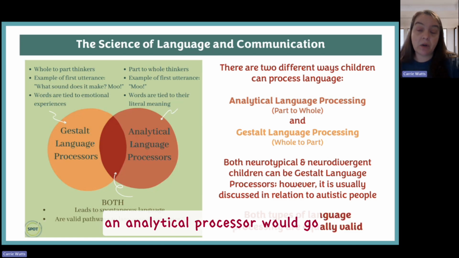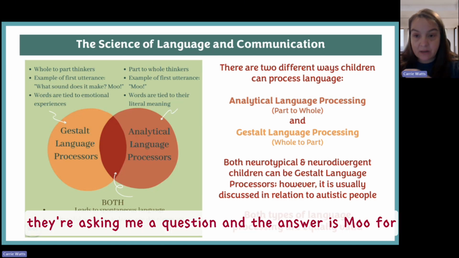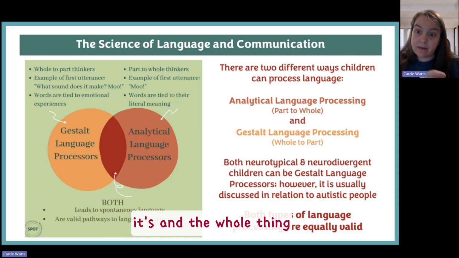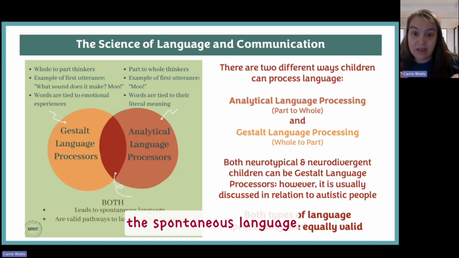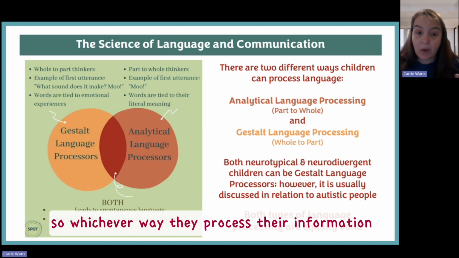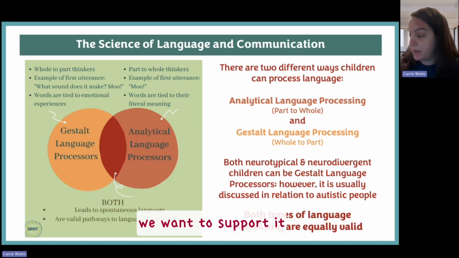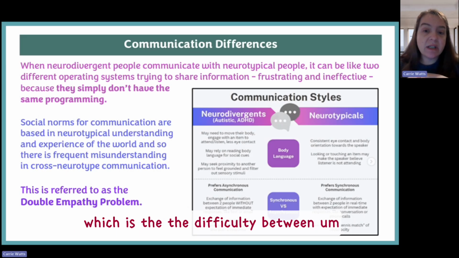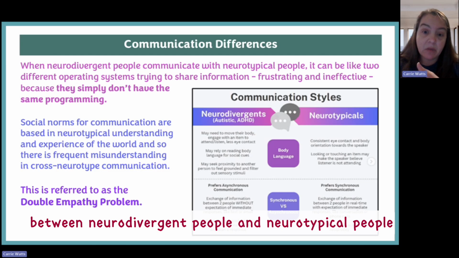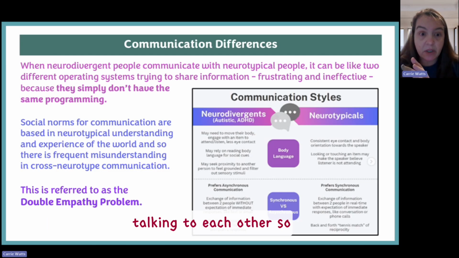Whereas an analytical processor would go, well, they're asking me a question and the answer is moo. For a Gestalt language processor, it's the whole thing, and then they break it down and work back up. The spontaneous language in the middle is what we're looking for. So whichever way they process their information, we want to support it so that they can get to that spontaneous language. I already talked about this a little bit, which is the difficulty between communication styles between neurodivergent people and neurotypical people talking to each other.